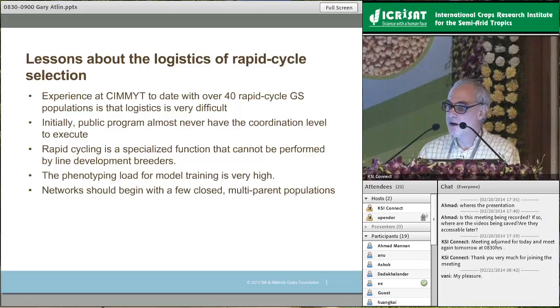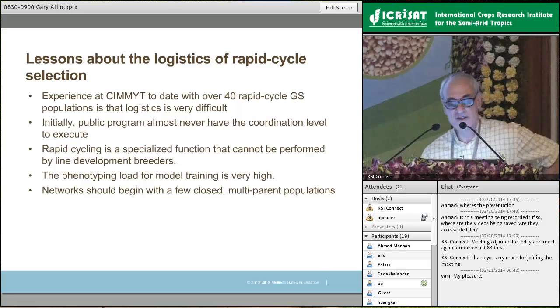At first, public programs almost never have the coordination level to execute. There will be mistakes. It's a specialized function that should not be loaded on top of the line development program. It has to be done separately. It has a very high phenotyping load and should be started with a relatively few closed multi-parent elite populations.